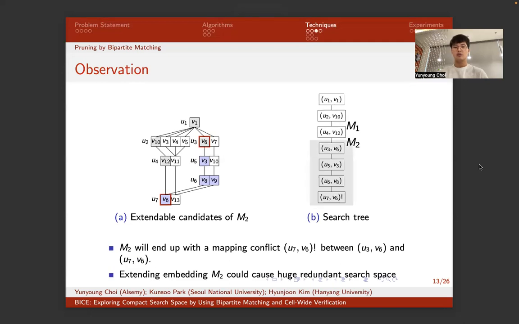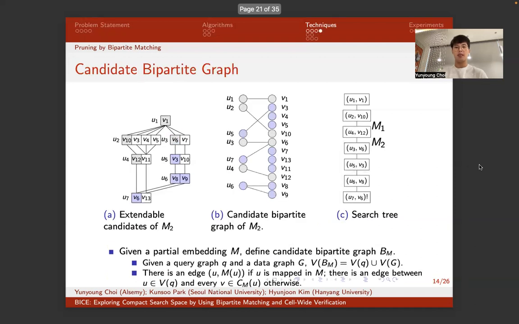To address this issue, we propose a new technique to prune out unnecessary search space by using bipartite matching. To utilize this technique, we need to start with the definition of the candidate bipartite graph BM. For a given query graph Q and a data graph G, the vertices of BM are a combination of VQ and VG. Additionally, there is an edge between U and MU if U is a mapping. Moreover, an edge exists between U and V if V is an extendable candidate of U.